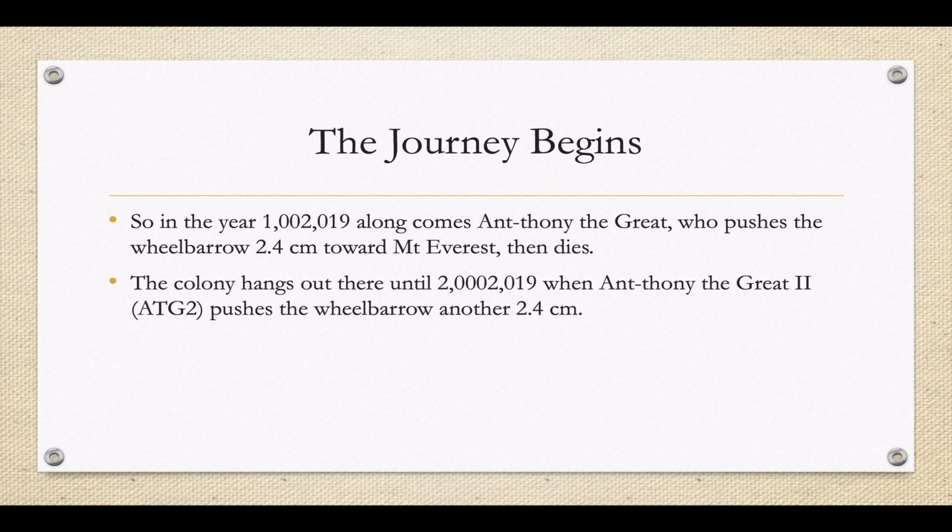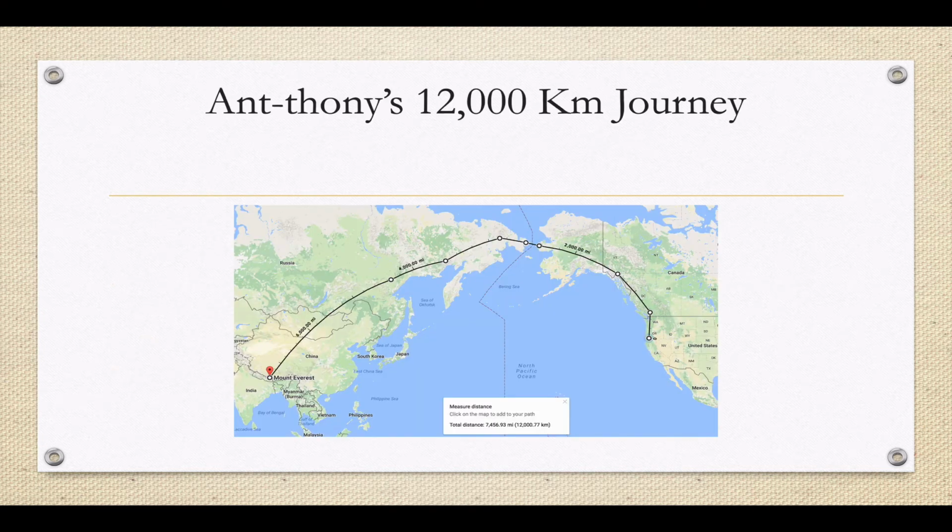And then the colony just hangs out there until 2,000,002,019, when another one of these super strong ants comes along and pushes the wheelbarrow another 2.4 centimeters towards Mount Everest. And then he dies. And this continues. It's going to take a little while, because my office is right there, and Mount Everest is right there. And per Google Maps, that's about 12,000 kilometers away. That's a long way, especially when you're traveling at a not very fast rate of 2.4 centimeters every million years.